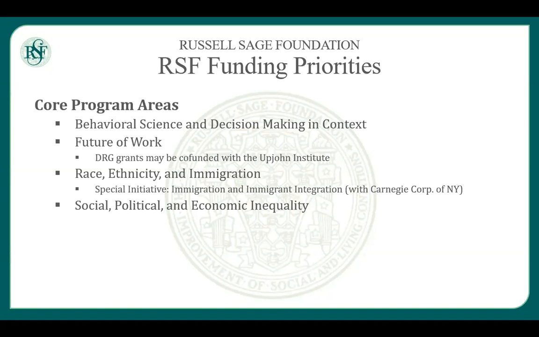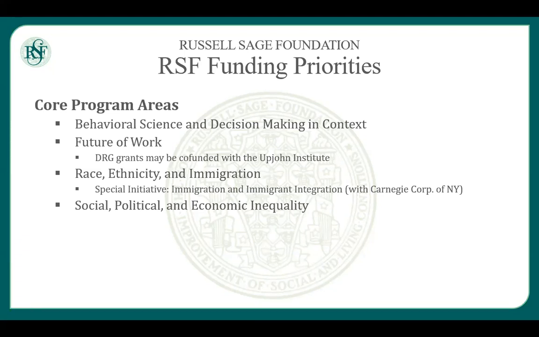They're both related. They're both the same. We'll rely on the same people to review it, et cetera. And then finally, we have a program on inequality. It used to just be called social inequality, but again, to show the inclusiveness across the different disciplines that we want to see applied to this program, we now refer to it as our social, political, and economic inequality program.